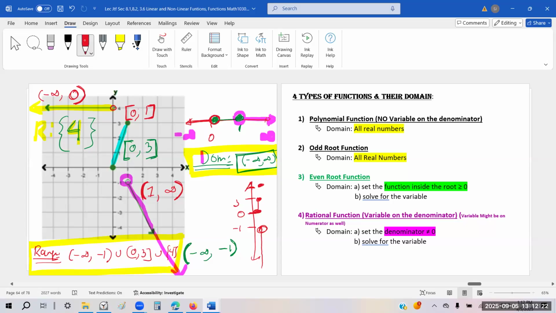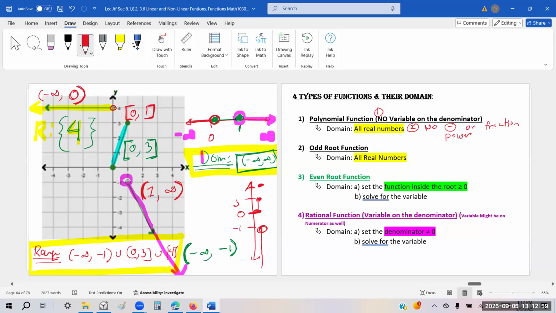So no variables in the denominator is number 1. Number 2 is no negative or fraction power. So if you have no negative power, no fraction power, and there is no variable in the denominator, you may consider this a polynomial.